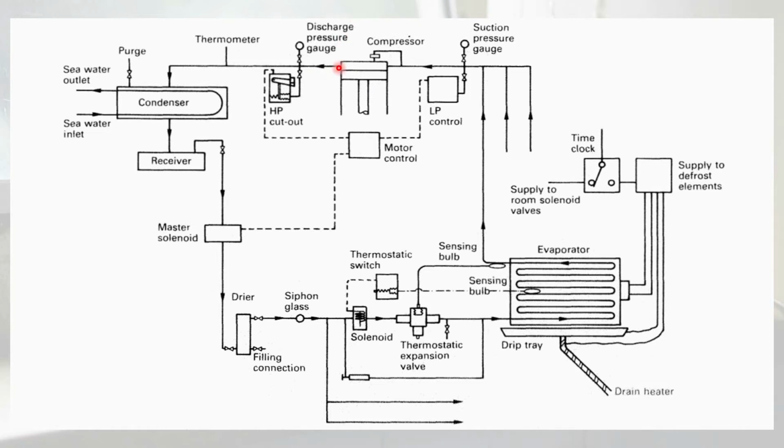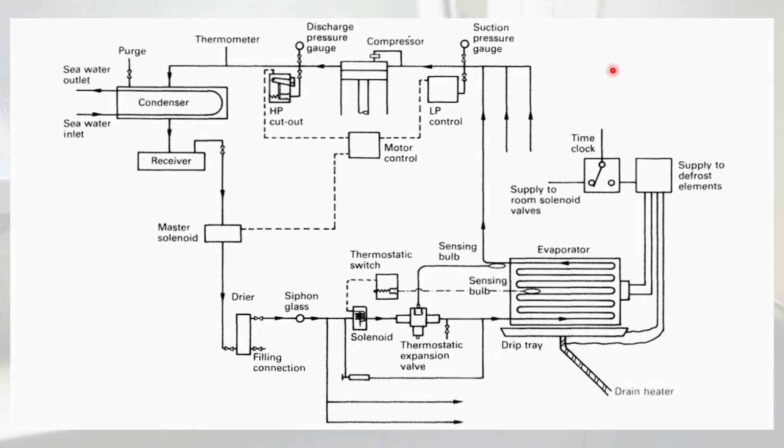The flow of refrigerant is from the compressor to the condenser, and from the condenser to the receiver, to the master solenoid valve, and from the master solenoid valve to the dryer, and from the dryer to the sight glass, and from the sight glass to the thermostatic switch which is solenoid valve operated, and after that it is sent to the thermostatic expansion valve. After the pressure drop in the thermostatic expansion valve, the liquid refrigerant is sent to the evaporator, and after the evaporator work is done, it is sent back to the compressor suction side.